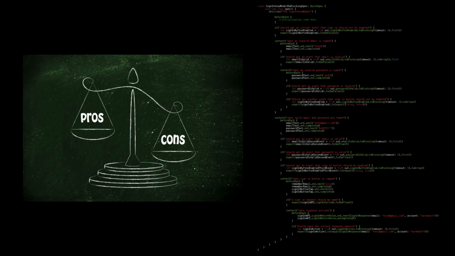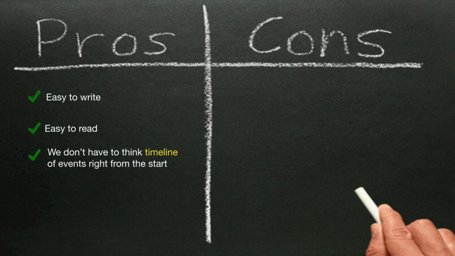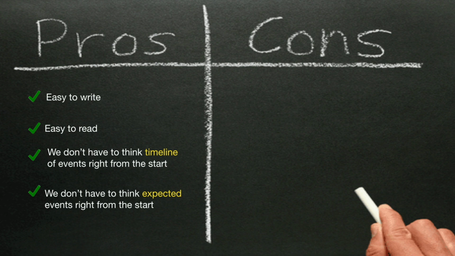So let's see the pros and cons of this way. You can see here that again there's a lot of nesting, but it's also relatively easy to write and read. We just use the toBlocking operator on the observable, and we manage to get the events emitted by the specific observable. And again, we don't have to think of the timeline of events and the expected events right from the start. We think of them along the way.